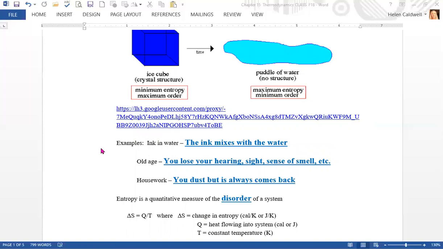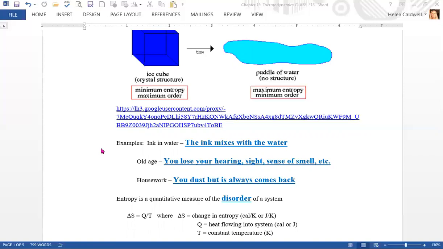Old age, I know you're not worried about that yet, but as you get older and older, your hearing deteriorates, your sight deteriorates, your sense of smell goes haywire. All these things sort of fall apart as you get older and older. So have a little sympathy for your grandparents. Housework. Oh, I've always thought entropy was a reason why I hated housework, especially dusting. You dust, and the same day it will come back.